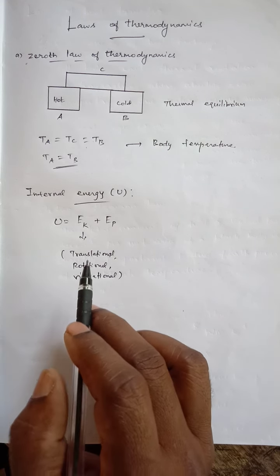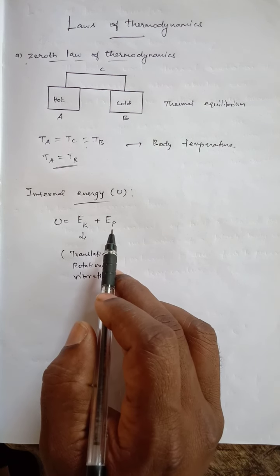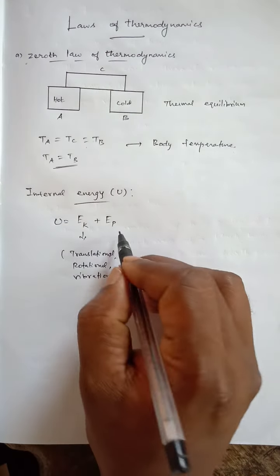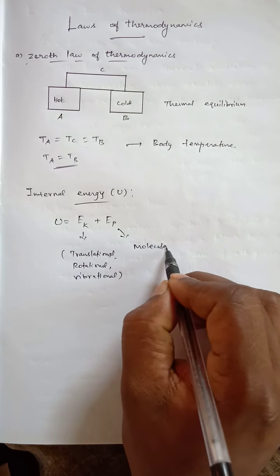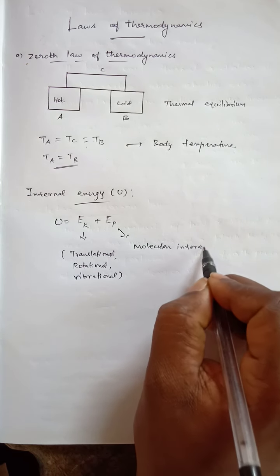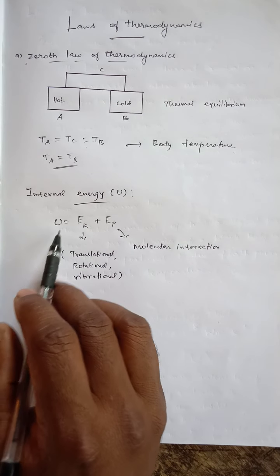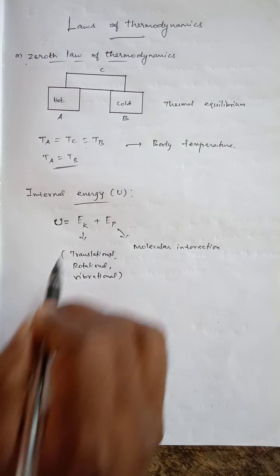Next, potential energy means the energy due to molecular interaction. Molecular interaction is called the internal potential energy, EP. So the internal energy formula is U equals EK plus EP, which means kinetic energy plus potential energy.